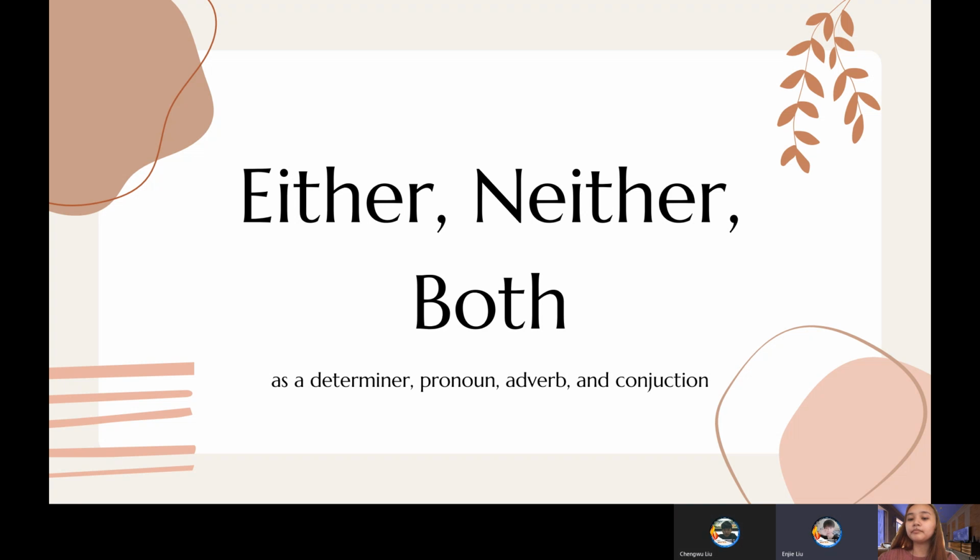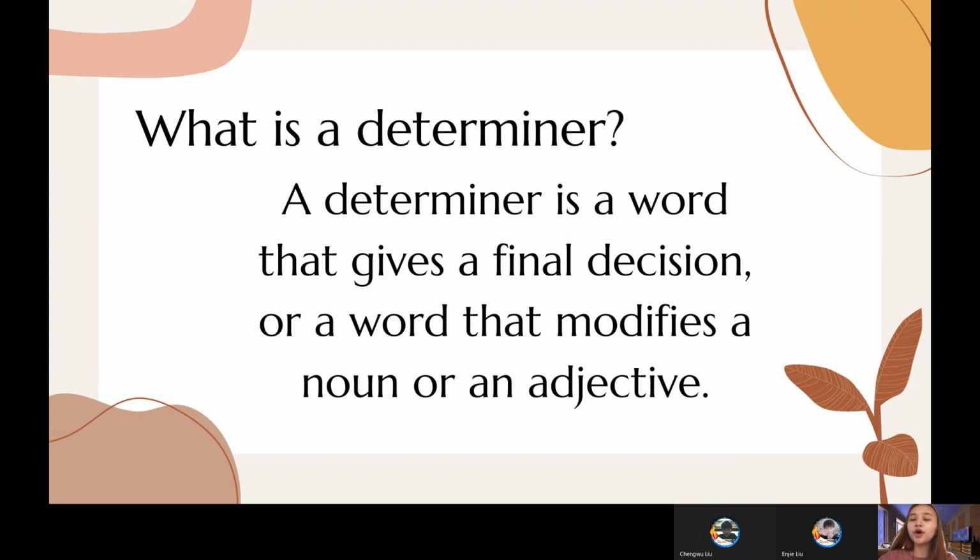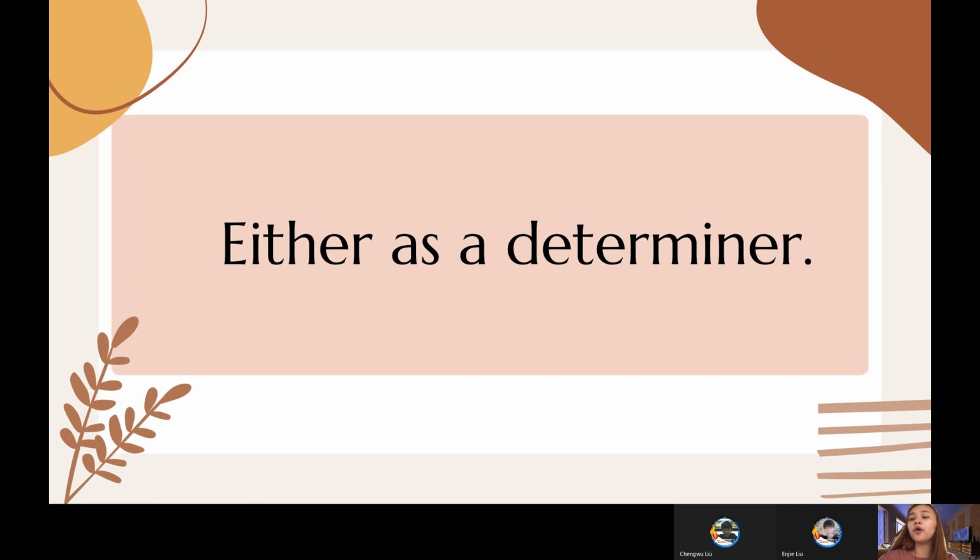Yes, ma'am. Okay, so to begin with, we are going to talk about either, neither, and both as a determiner first. As you can see in this slide, a determiner is a word that gives a final decision or a word that modifies a noun or an adjective. So we are going to talk about either as a determiner first.